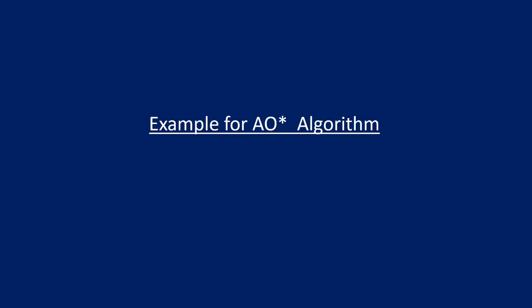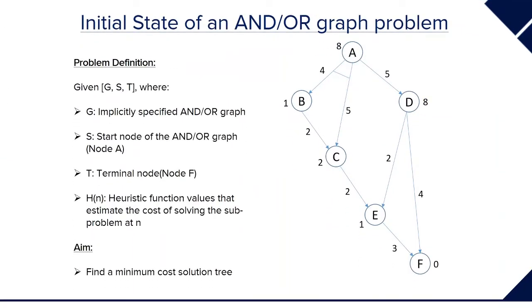We will now continue with an example for the AO star algorithm. So here is the initial state of an AND-OR graph problem, and the initial values of the graph can be seen in the figure. So the problem can be defined as the given G, S, T variables, where G is the implicitly specified AND-OR graph. S is the start node of the AND-OR graph, which in the figure is node A. And T is the terminal node, which in the figure is node F.